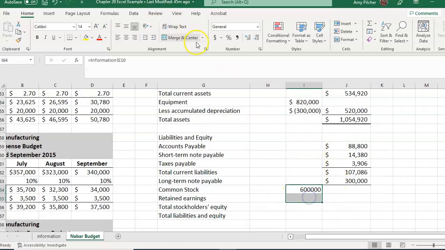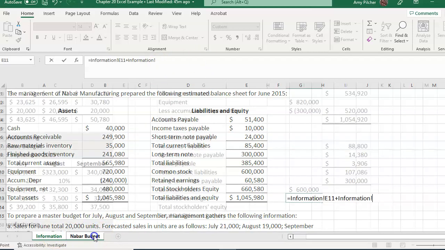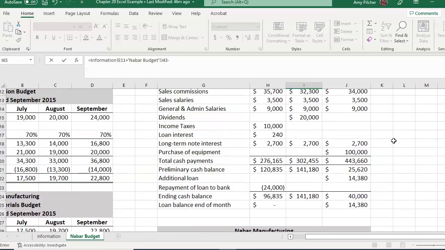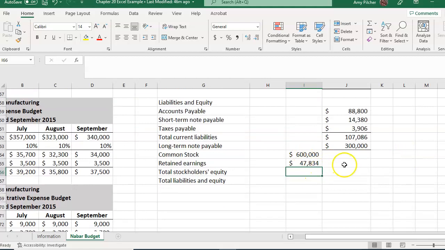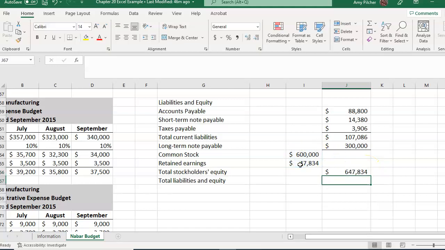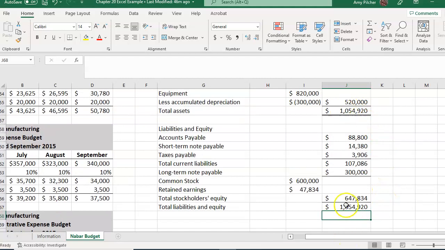And then you need to remember the retained earnings formula. Retained earnings is beginning retained earnings, right here, this 60,580, plus net income minus dividends. So we pay that 20,000 in dividends. Beginning retained earnings plus net income minus dividends gives us retained earnings. Our total stockholders' equity is those two amounts added together. Our total liabilities and stockholders' equity, add these three amounts together. And our balance sheet balances. So our budget is complete.